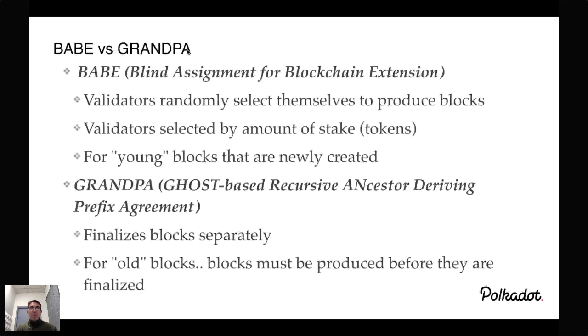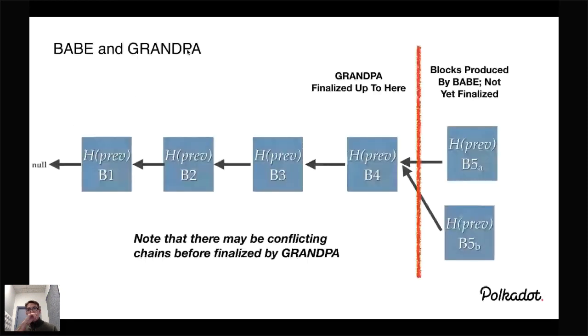Okay. So if we think of the relay chain like this, again, just a relatively simple blockchain. Up to the red line, we know that barring some extremely unusual circumstances, this is finalized. It's not going to change. But blocks that are new and produced by BABE are not yet finalized. So they are subject to change. And we can see that, in fact, there are some conflicting blocks here.